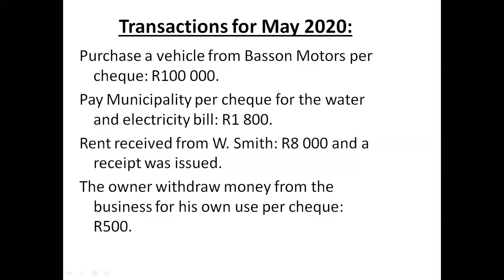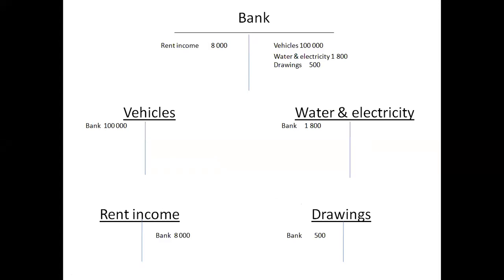Pay the municipality per check for the water and electricity bill, 1,800. So again, the two friends are supposed to be water and electricity and bank. Okay, remember the amount, 1,800. If we look at water and electricity, on which side must we do the entries? If you look at Lady Adalick, then water and electricity is an expense. Expenses must be written in on the debit side. So therefore on the debit side is the entry.